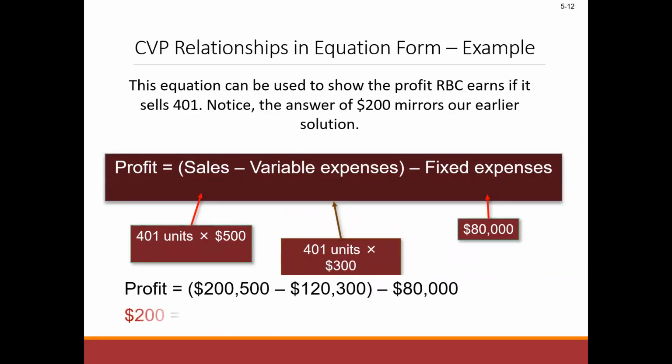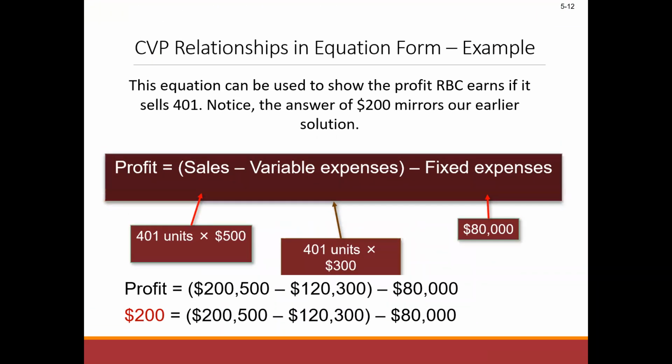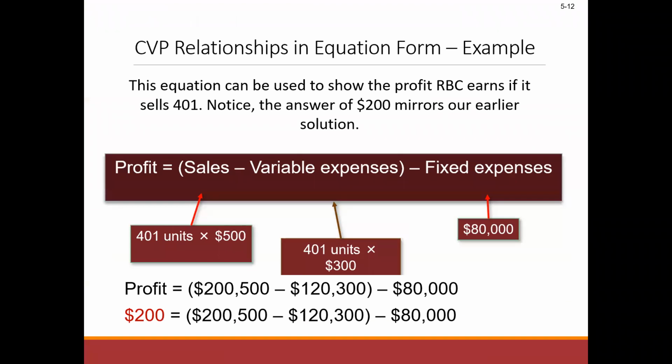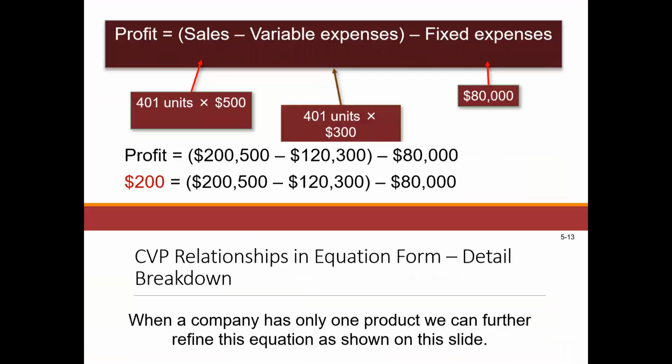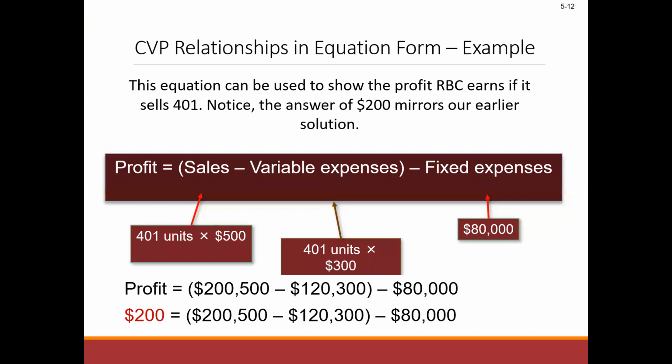This equation can be used to show the profit earned if it sells 401 bikes. Oh my goodness. Notice the answer of 200 mirrors our earlier solution. Of course it does, because we knew the break even was 400 units.